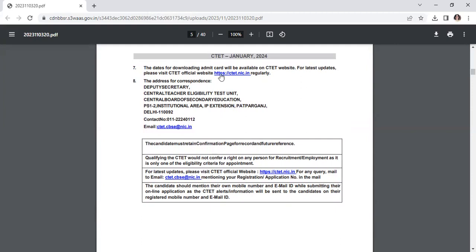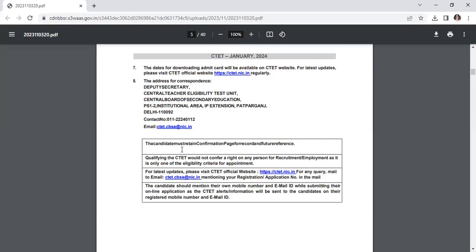The dates for downloading the admit card will be available on the CTET website for latest updates. Please visit the CTET official website regularly. The address for correspondence is Deputy Secretary, Central Teacher Eligibility Test Unit, Central Board of Secondary Education, PS1 Institutional Area Extension, Pratap Ganj, Delhi. Contact number is given and here email is given.